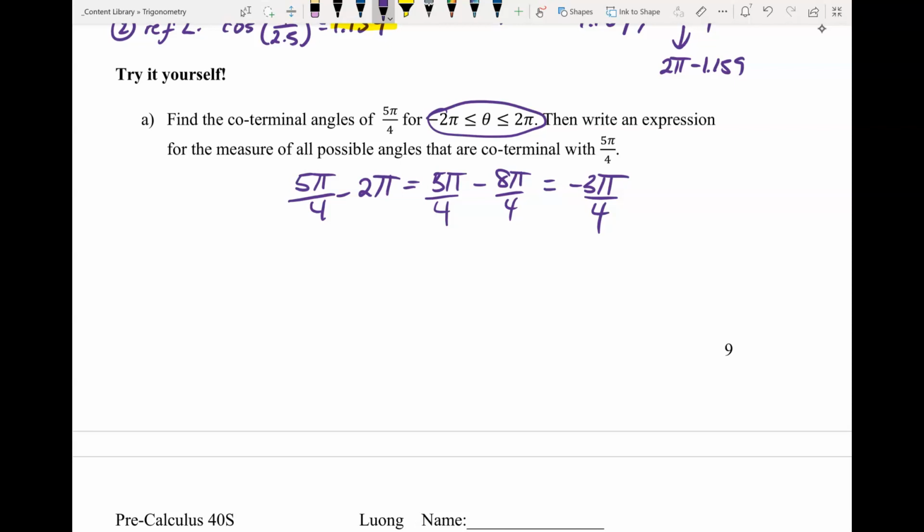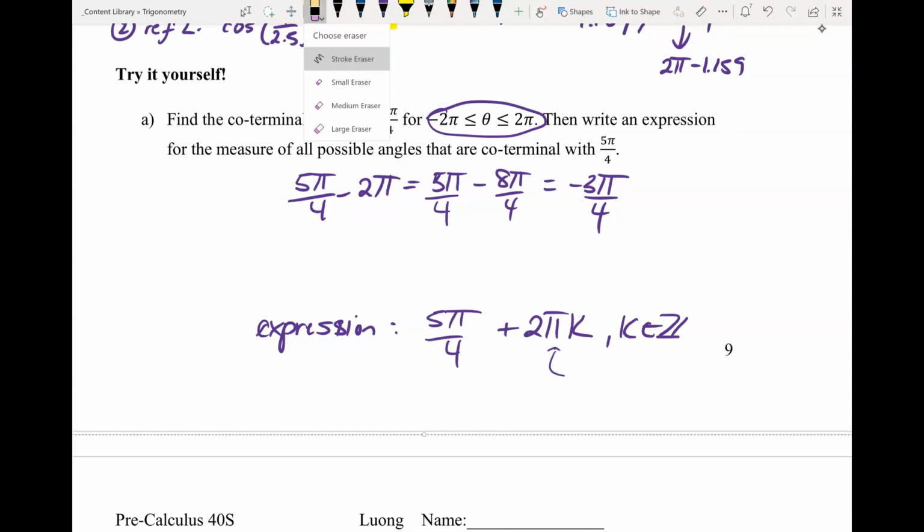Then for the expression for all possible coterminal angles out there, we're just going to take that angle 5 pi over 4 plus 2 pi times some integer k. So this will say that we can add 2 pi as many times as you want or subtract 2 pi as many times as you want, and we get the coterminal angle.